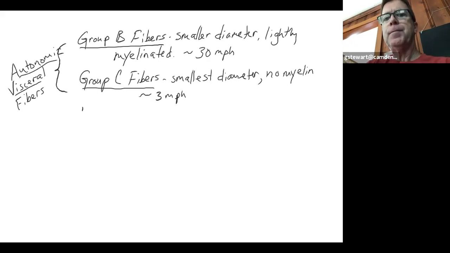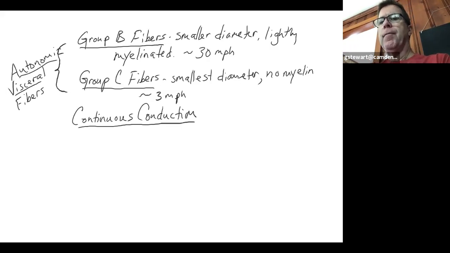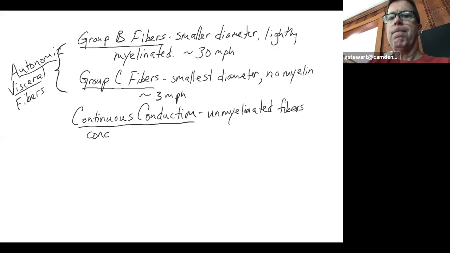Last bit, and then I'm done. I want you to be familiar with this term, continuous conduction. This is how unmyelinated fibers must conduct their action potentials. I'll explain after I write something. So unmyelinated fibers conduct their impulses, their action potentials, with continuous conduction.